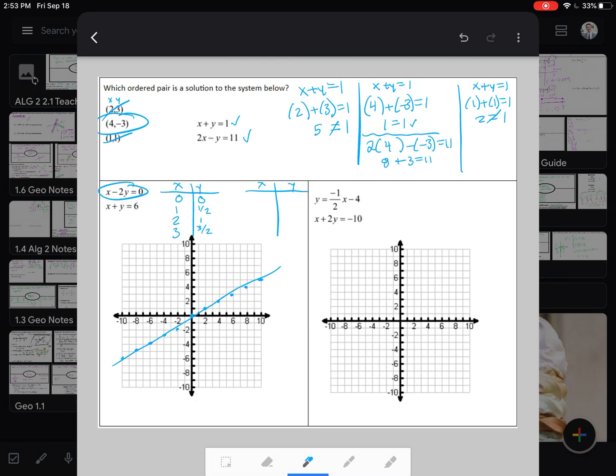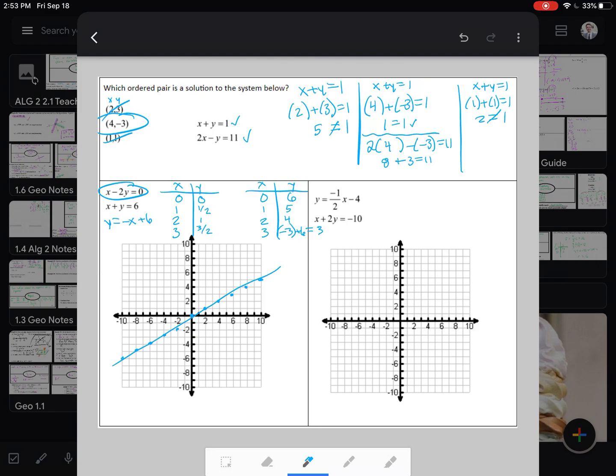Okay, second equation, x plus y equals 6, or to make your life easier, y equals negative x plus 6. So 0, 1, 2, and 3 again. 0 gives 6, 1 gives 5, 2 gives 4. And if you're not sure what I'm doing here, I'm plugging in the x value into negative x plus 6 to get, there's positive 3.